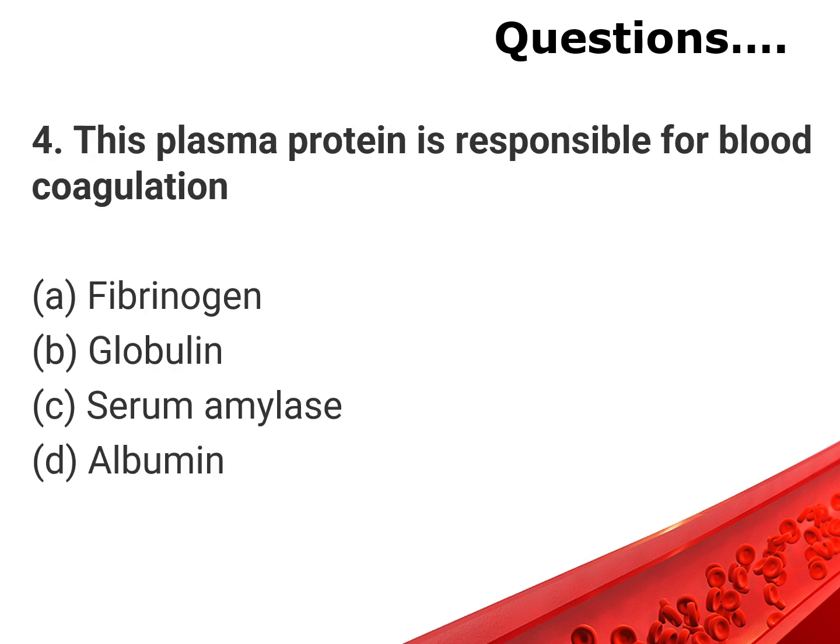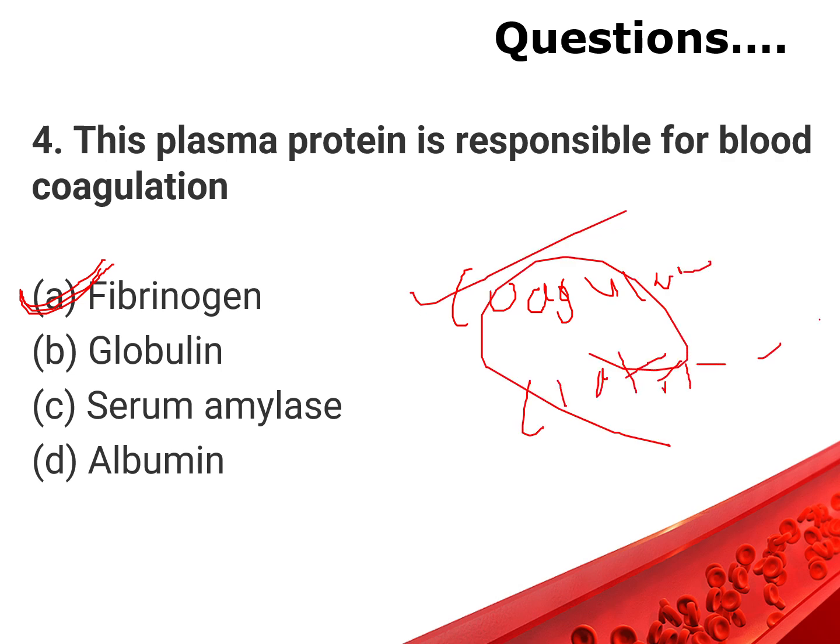So the fourth question is about plasma protein. Which of the plasma proteins is responsible for blood coagulation? Fibrinogen, globulin, serum amylase or albumin? So here the answer will be fibrinogen. Fibrinogen is also called a clotting factor, which is very important for clotting. Coagulation and clotting are both similar things. Whenever they use coagulation or clotting, it means the same.